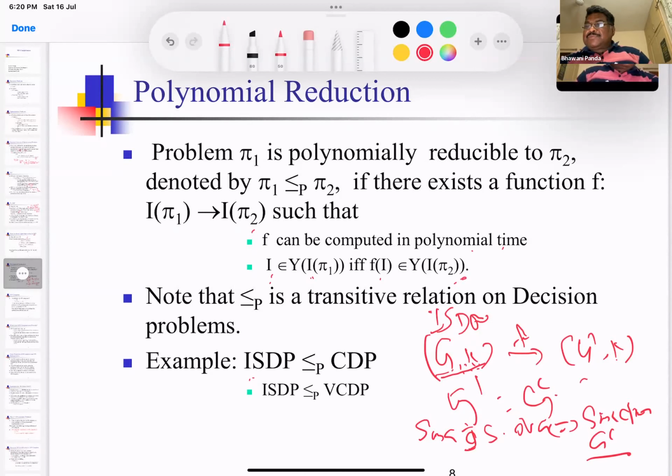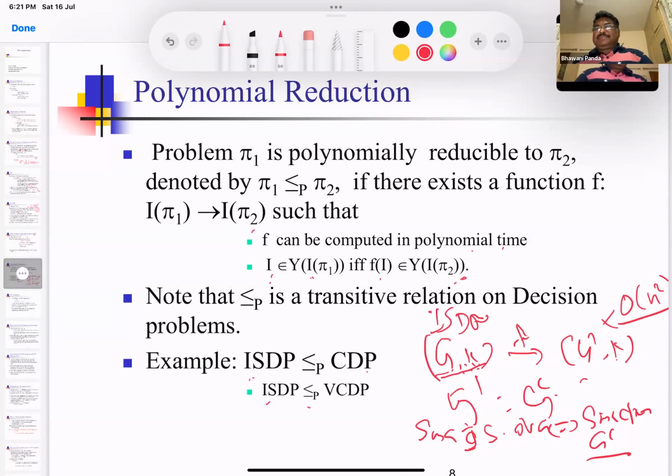And given a graph G, we can compute the G complement in order of n square time at the most, right? So this can be computed in polynomial time. So this shows that ISDP is polynomial time reducible to clique decision problem. And then independent set decision problem also is polynomial time reducible to vertex cover problem.